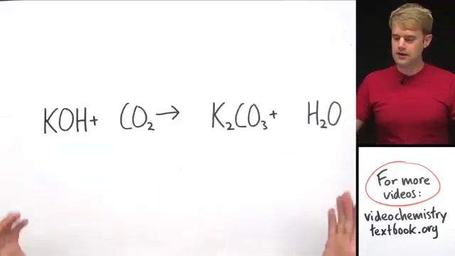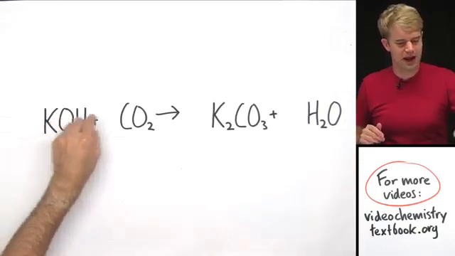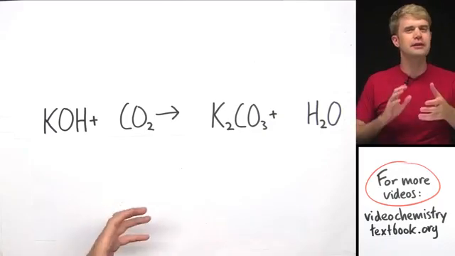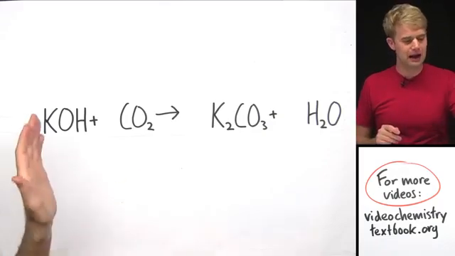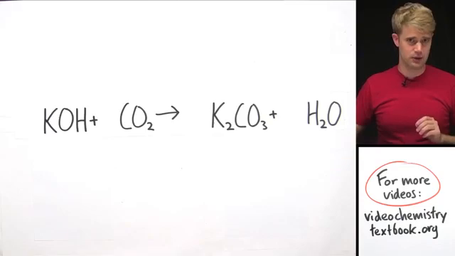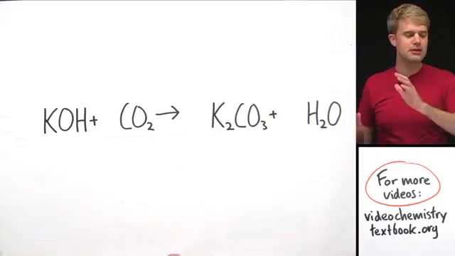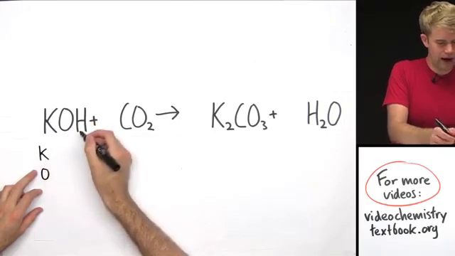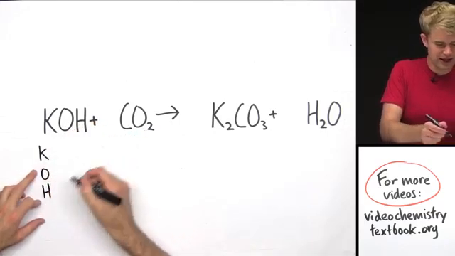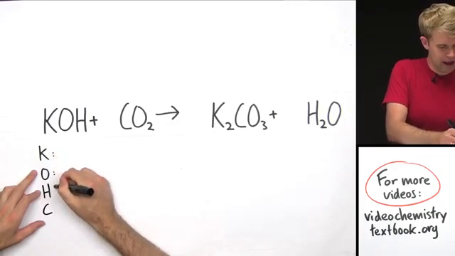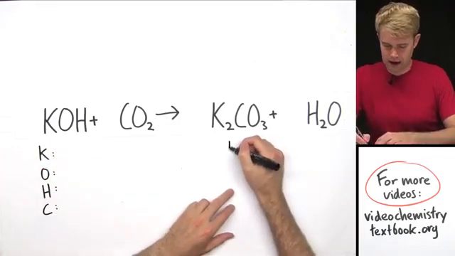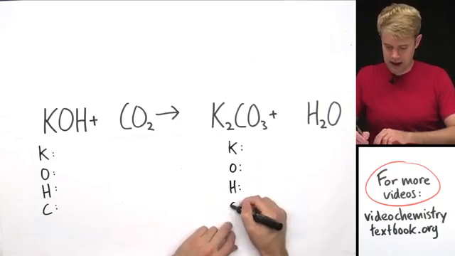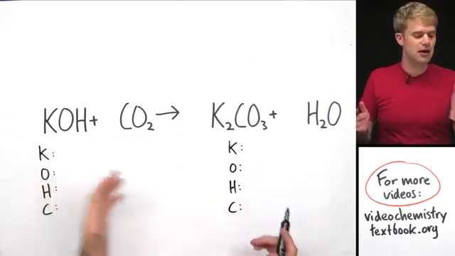It balances. This equation is a little bit more challenging because we have oxygen in all the compounds here. That means we're just going to have to be a little bit more careful when we're adding up the number of oxygen atoms that we have. Okay, so the elements in this equation: we got K, potassium, O, oxygen, H, hydrogen, and C, carbon. And over on this side, we've got potassium, oxygen, hydrogen, and carbon. Okay, how many of each of these do we have?